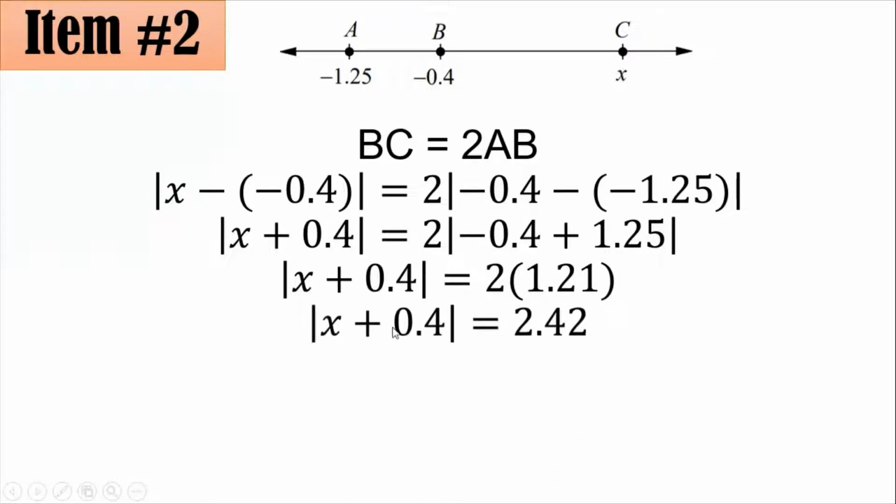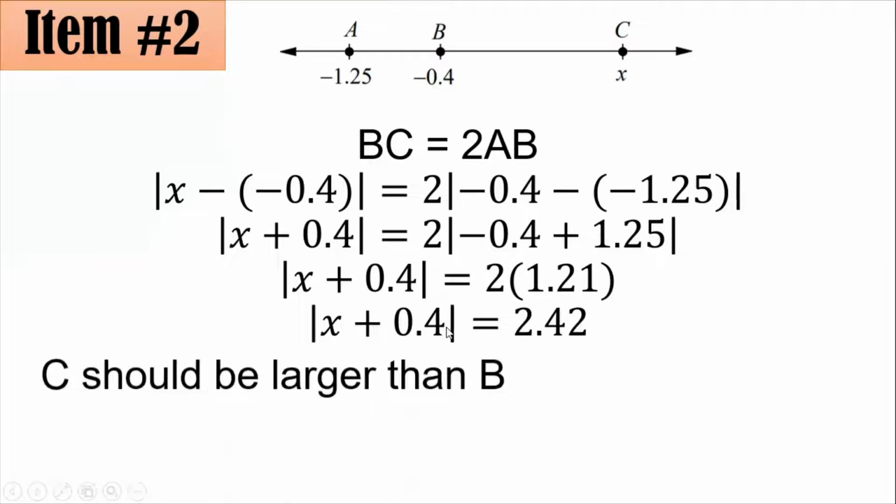then we arrive to the absolute value of the quantity x plus 0.04 is equal to the product of this, which is 2.42. You have learned that if you have an absolute value equation, and this is a positive value here, then you could have two possible values. However, C here should be larger than B because C here is at the right of B. Hence, we will disregard the other option of having a negative value.